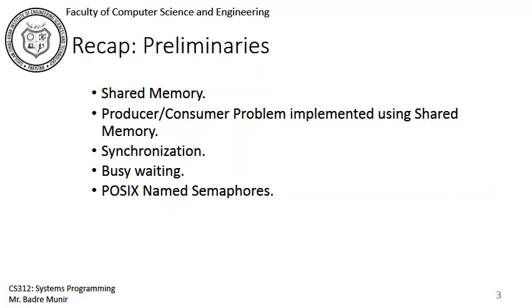Okay, so previously we have seen an implementation of the producer-consumer problem, and this was done using shared memory. And over there, we also saw that we had no synchronization facility available. Shared memory does not provide any such mechanism on its own. So over there, the coordination between producer and consumer processes was done using busy waiting. And we all know that busy waiting is never a good idea. What we will see now is how busy waiting can be eliminated by employing POSIX named semaphores.